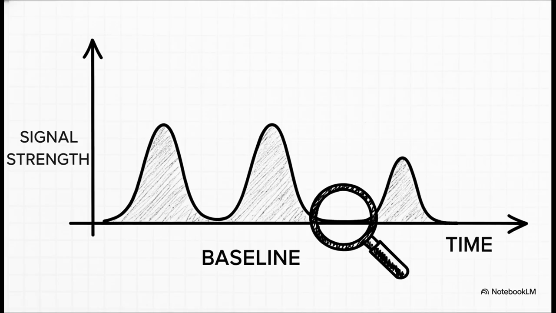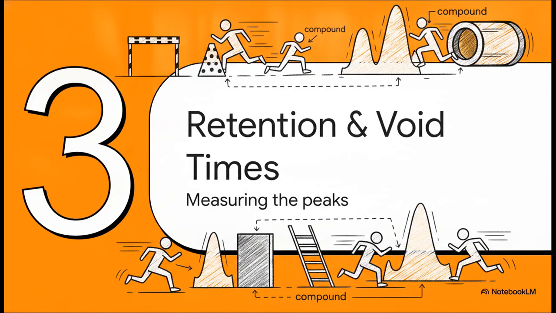Now, pay close attention to the baseline. That flat line is the trace obtained when there's absolutely no analyte present. Then, when a component separates, a peak rises up from that baseline. And here's a fantastic rule of thumb directly from our sources. You know your separation is completely finished when you see as many peaks returning to the baseline as there are components in your mixture. All right, Section 3, retention and void times.